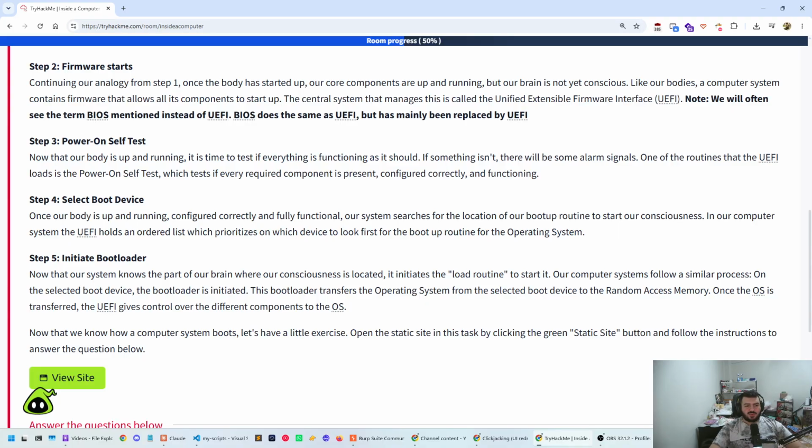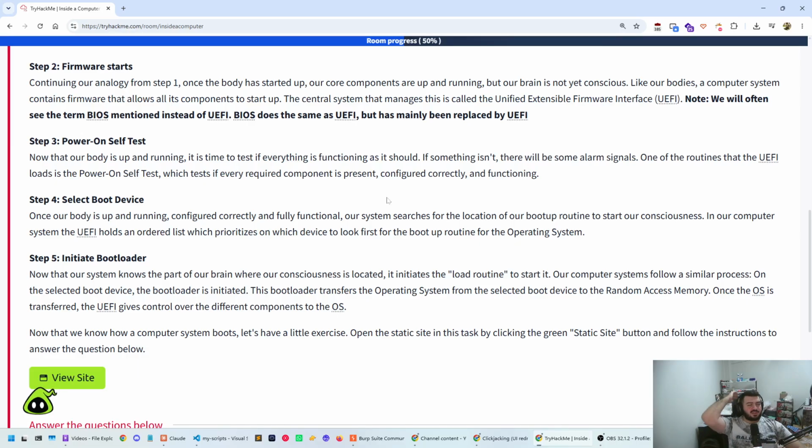And then you do what is called select boot device, step 4. Once our body is up and running, configured correctly and fully functional, our system searches for the location of our boot up routine to start our consciousness. In our computer system, the UEFI holds an ordered list which prioritizes which device to look at first for the boot up routine for the operating system.